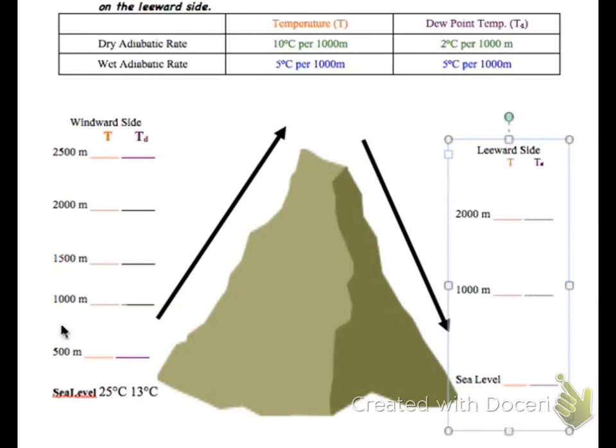Dew point also has rates, and the dew point rate for the dry is 2 degrees every 1,000 meters, and for its wet rate it is exactly the same, because once I reach saturation, the dew point and the actual temperature point are exactly the same. Water's coming out of suspension at that point, so it's the same rate of temperature release.